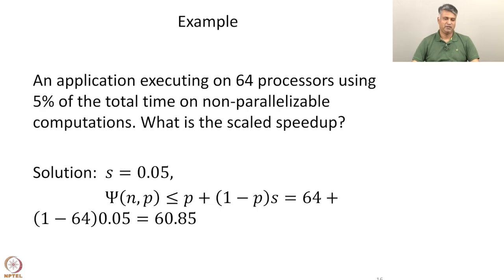Here is an example. Let's say you have an application which is executing on 64 processors using 5% of the total time on non-parallelizable computations. What is the scaled speed up? So, you have S is equal to 0.05, psi of np is less than or equal to p plus 1 minus p into S. You will get to an answer of 60.85. So, what it is saying is that the scaled speed up is 60.85 if I go to a problem 64 times the original problem on a sequential machine.